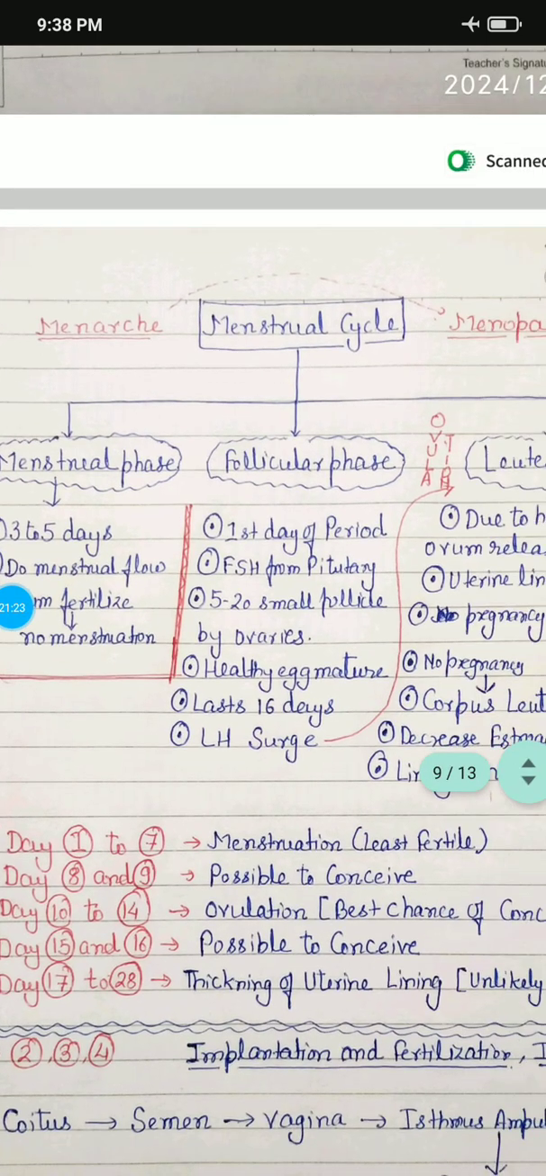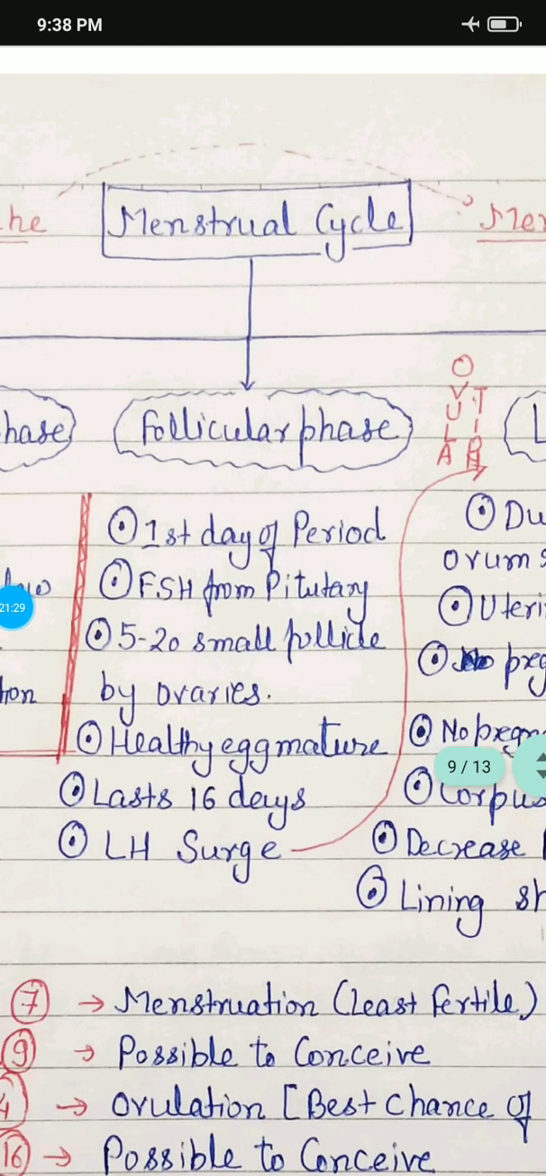Now the second one is the follicular phase. It happens from the first day of the period. Follicle stimulating hormone is secreted from the pituitary. 15 to 20 follicles in the ovaries develop. A healthy egg becomes mature, and it lasts for 16 days. It ends on the 16th day.